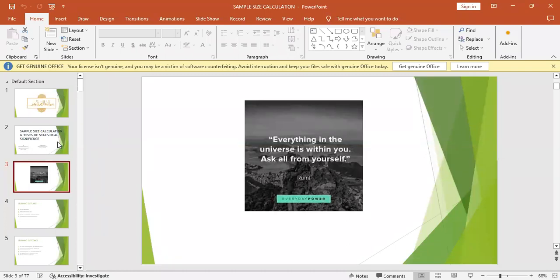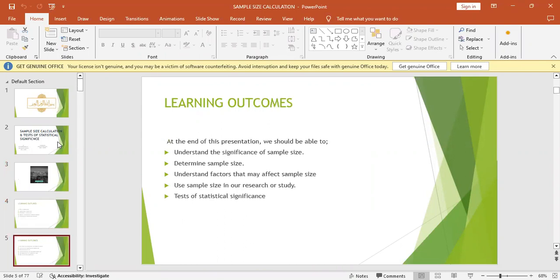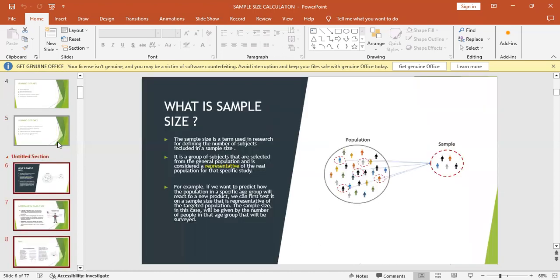The learning outlines of today's presentation will be: what is sample size, important sample size parameters regarding the sample size and its calculation in medical research, and the components of sample size calculation. By the end of this presentation, participants will be able to understand the significance of sample size and determine the sample size, understand factors that may affect sample size, and usage of sample size in research projects and tests of the statistical significance.